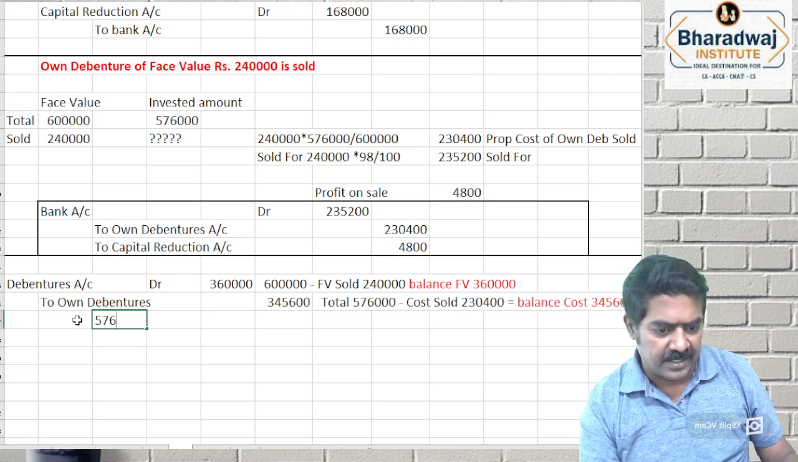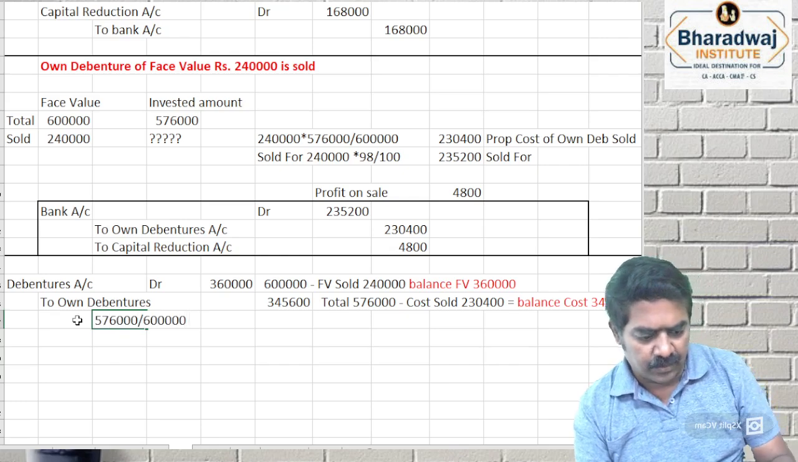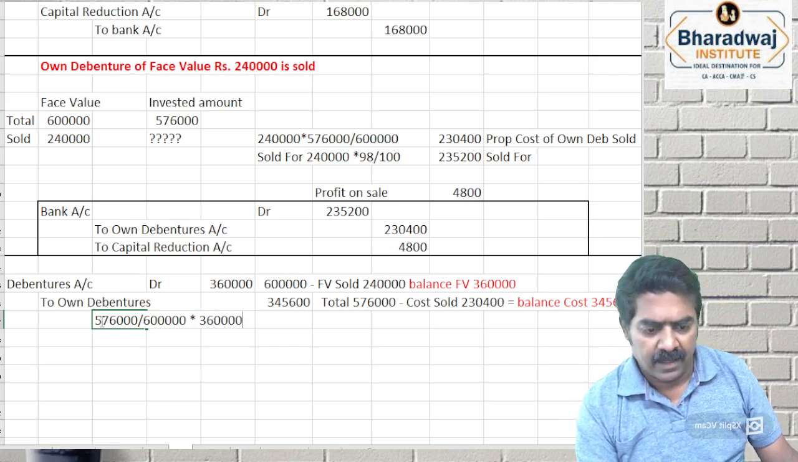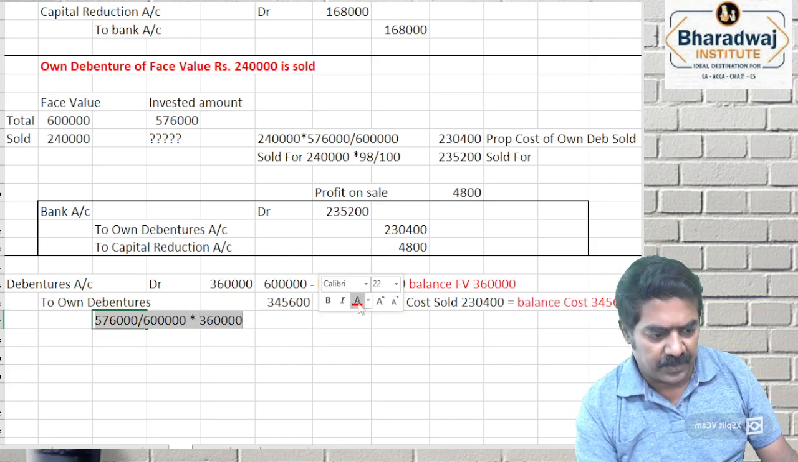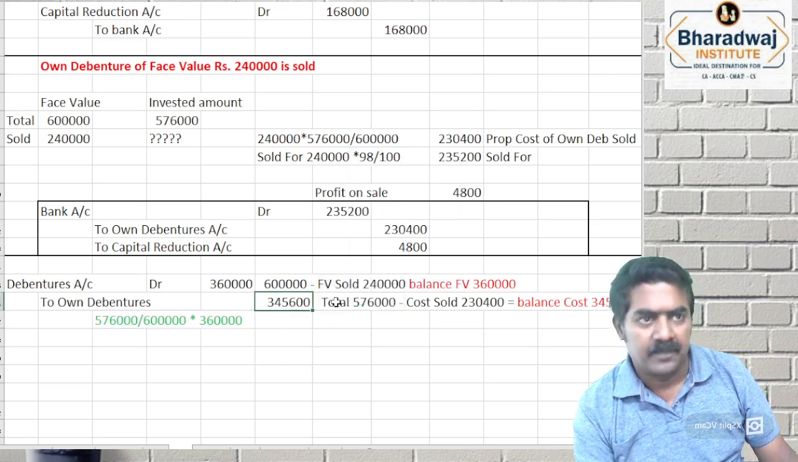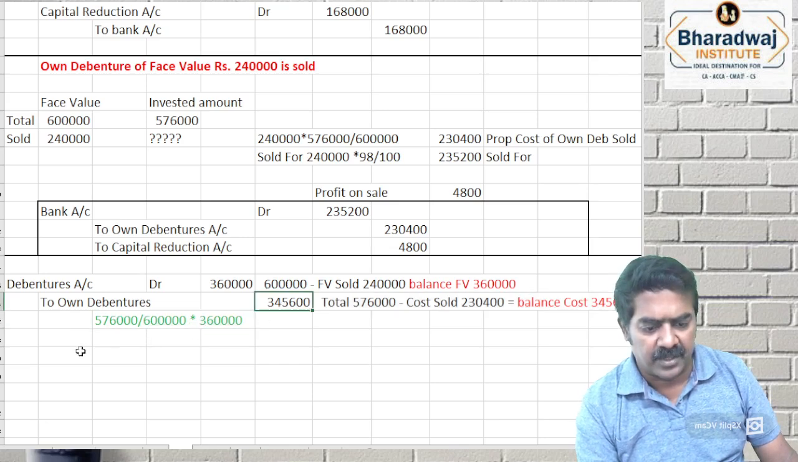5 lakh 76,000 if it is for 6 lakhs, what is for 3 lakh 60? You will get the same 345,600. Either total minus cost sold work பண்ணா balance cost வந்துரும், or proportionate work out பண்ணலாம் 345,600 வரும்.